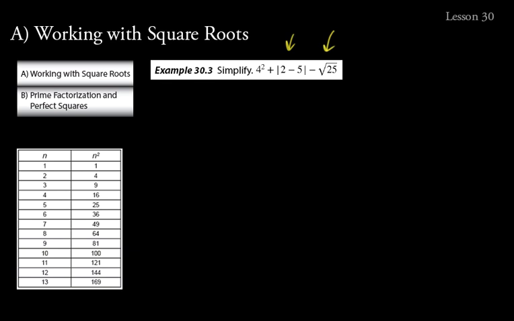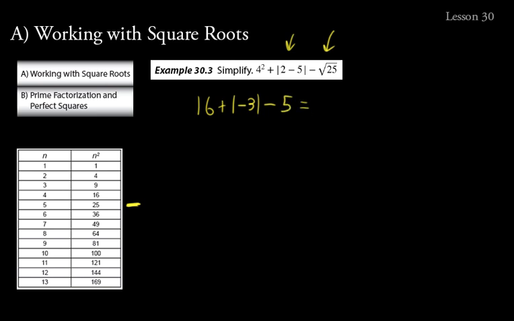4 squared, we'd say that's 16. And then plus absolute value of negative 3, minus the square root of 25. Now if you've got your perfect squares memorized already, you know that 25 is a perfect square. It's right here. The square root of a perfect square is n. It gets you back to the left, so it's 5. So we just say minus 5.